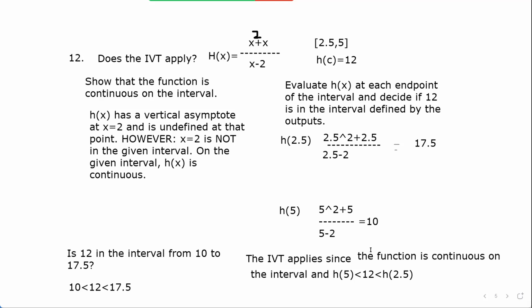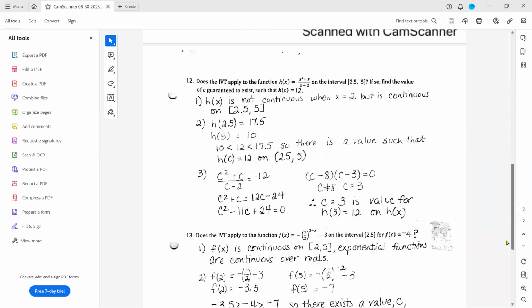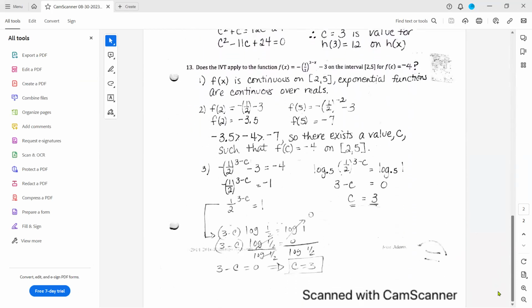Okay? All right. So I think you have one more problem left, don't you? Yes, I think so. There's one more left. Number 13. And then we'll be done with our homework, right? Yes.